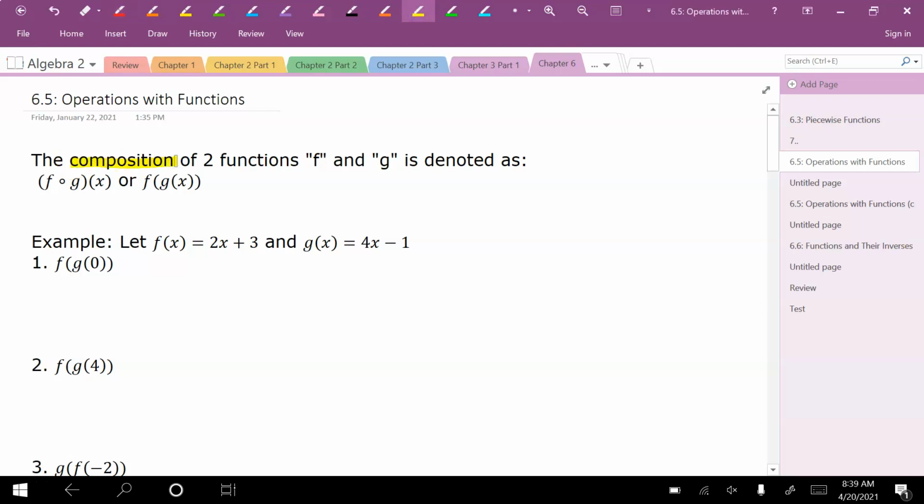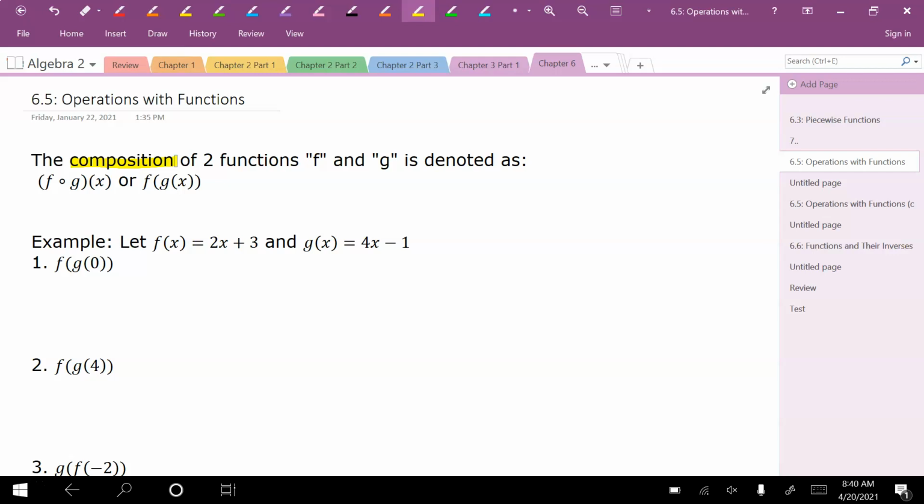Okay, the composition of two functions basically means that you take one of the functions and you plug it into the other one. So the functions are going to be noted with like f of x, g of x, h of x. They're going to use those different letters to tell you like you've got 2 or 3 separate functions that you're working with in a problem.